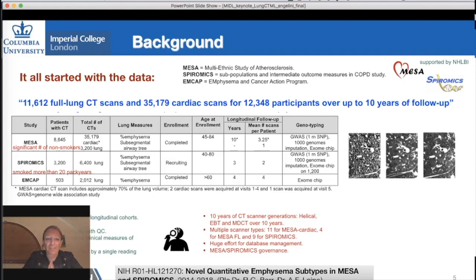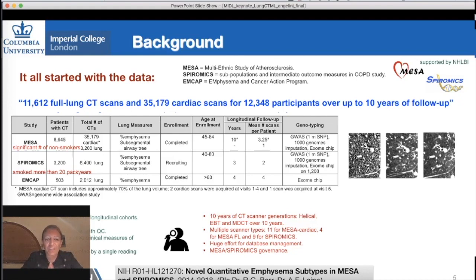So as a start, when you balance the positive and the challenges, on the positive aspect, those are massive prospective and longitudinal cohorts with a follow-up of up to 10 years in MESA, and here 3 years at that time in Spiromics. It's multicentric, which is really good for machine learning. Those are standardized CT protocols with quality control, which means basically this is the best you can hope for in terms of lung CT scanning.